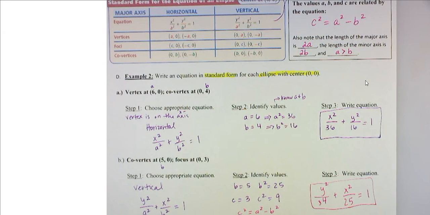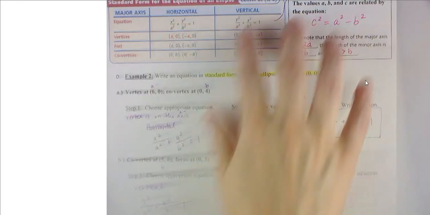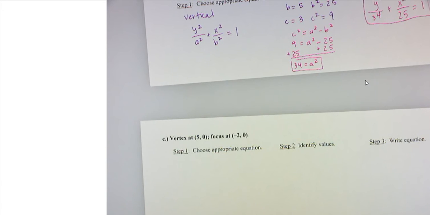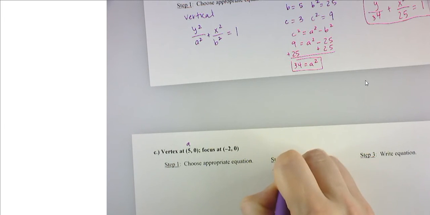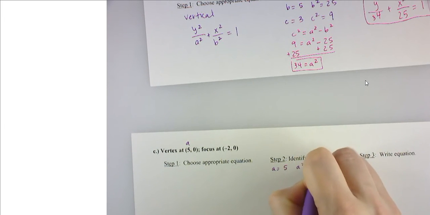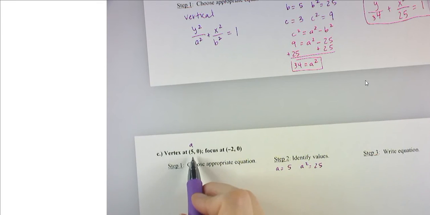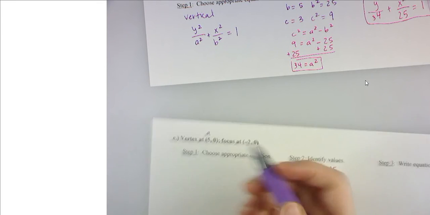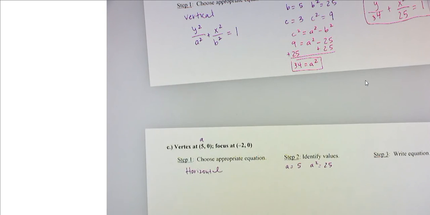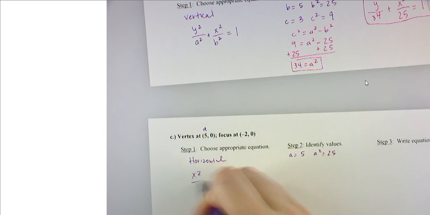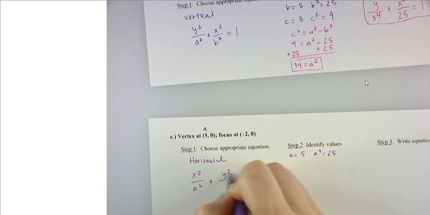Okay, so your vertex is 5, 0. So your vertex, this is going to be your a value. So a is 5, a squared is 25. And then because this is your vertex, is the x-intercept, this will be horizontal. And if it is horizontal, then we're going to use x squared over a squared plus y squared over b squared equals 1. And we have the focus, so this is c.